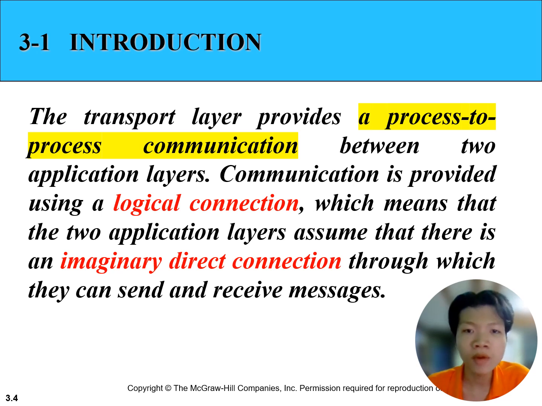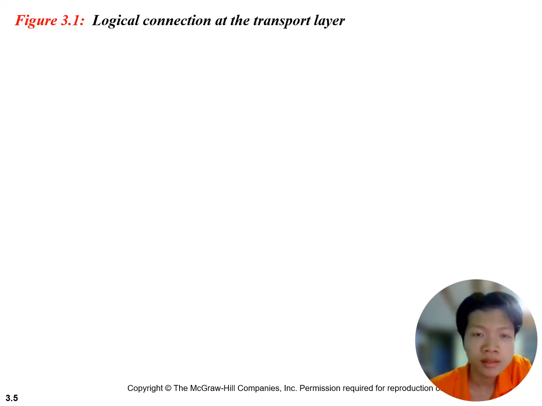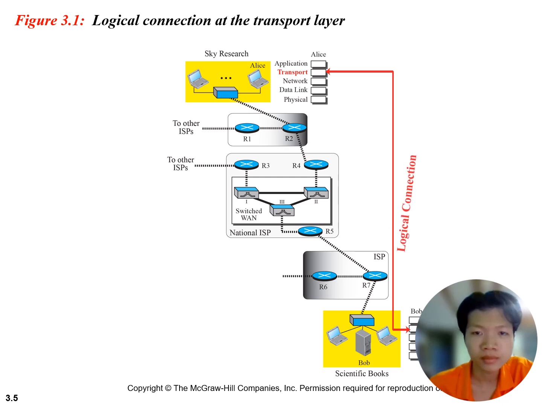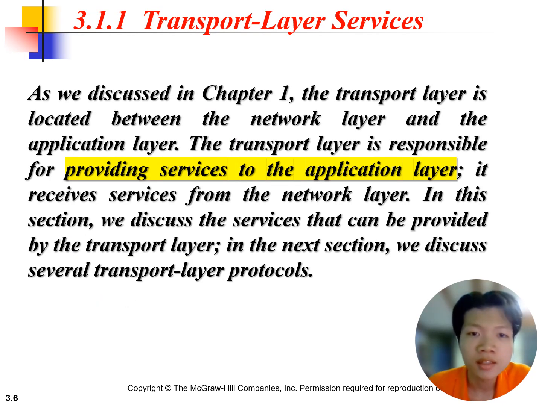The transport layer provides process-to-process communication between two application layers. Communication is provided using a logical connection, which means that the two application layers assume that there is an imaginary direct connection through which they can send and receive messages. And this is the image of a logical connection at the transport layer. As we discussed in chapter 1, the transport layer is responsible for providing services to the application layer. In the next section, we discuss several transport layer protocols.